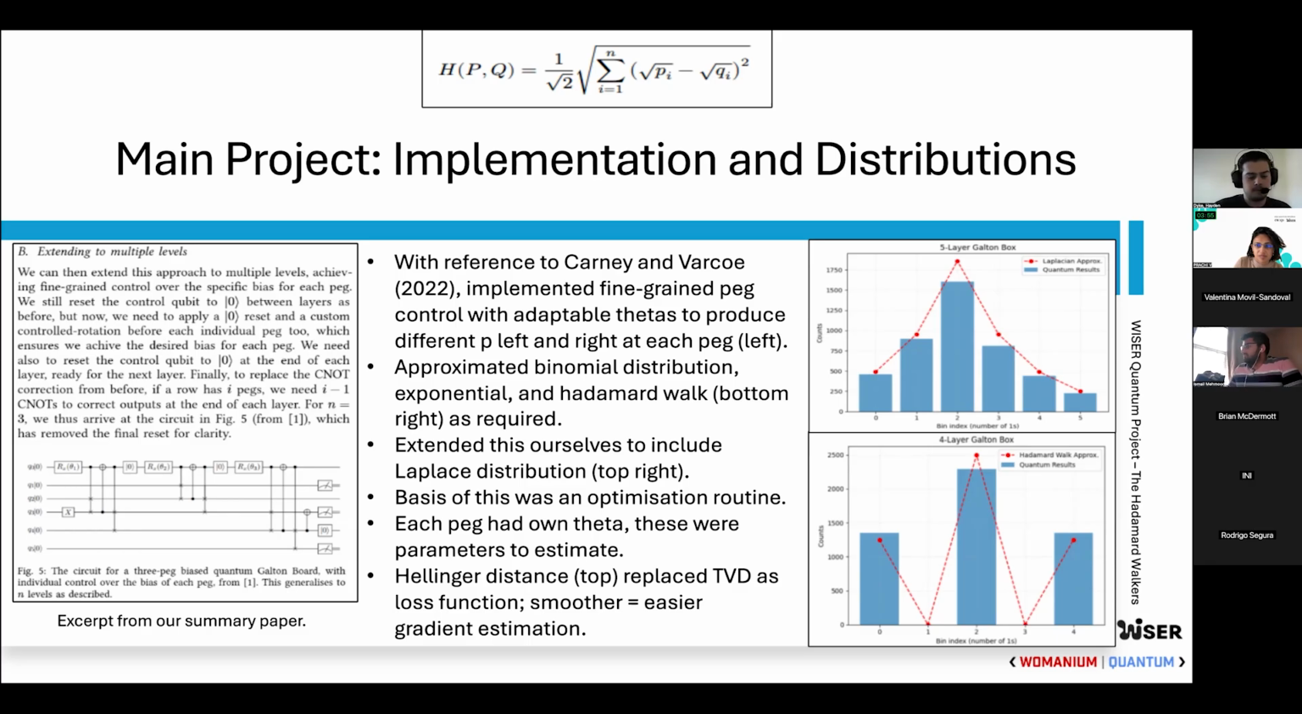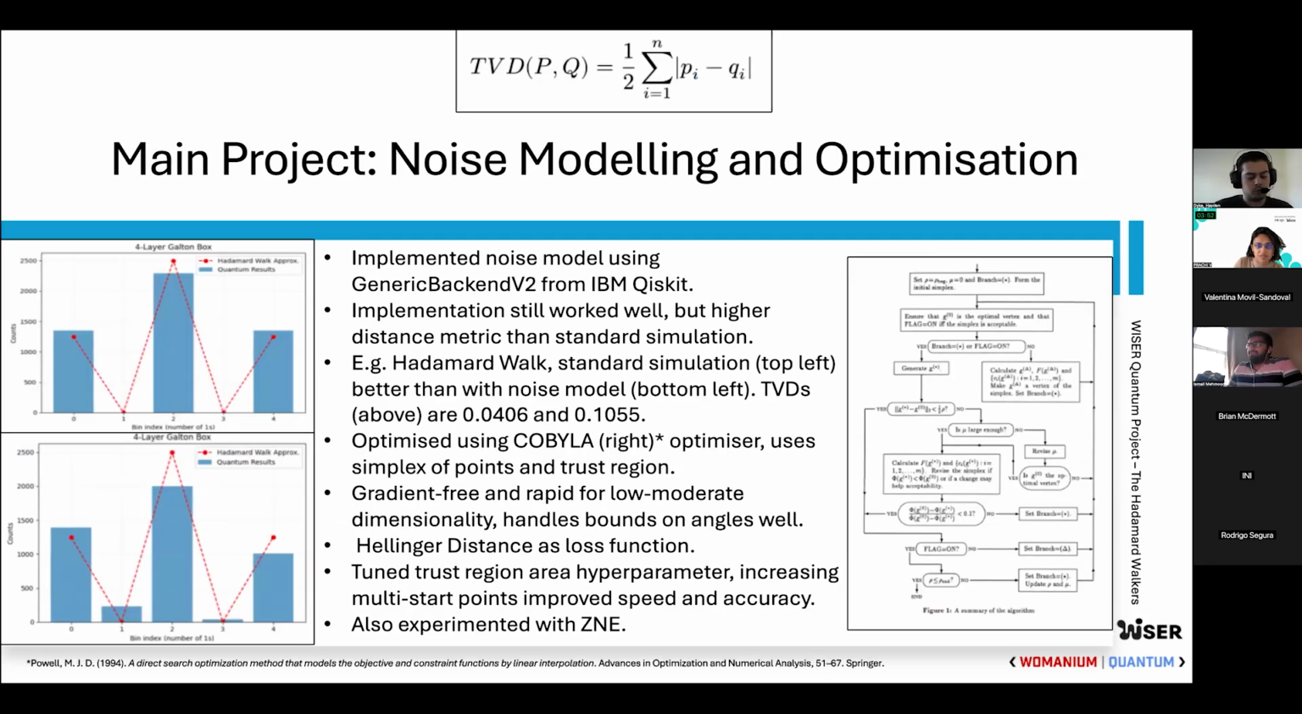Next slide, please. For our noise model, we used the generic backend V2 from IBM Qiskit, and we noticed that our implementation still worked well, but as we expected, it was significantly less good than the standard simulation. In the top left, you can see our Hadamard walk in the standard simulation, and the bottom left is under the noise model. You should be able to see there the noise model is significantly worse. However, we still think it did a fairly good job at overall capturing the shape, and the TVD is still good at about 0.1055.